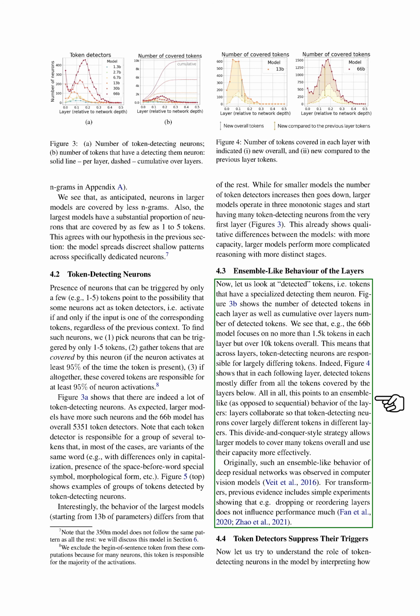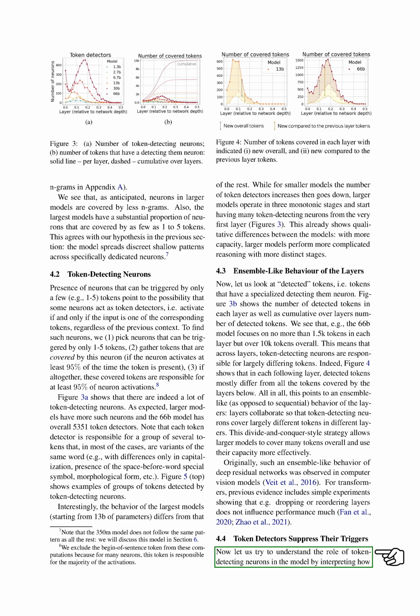In fact, as we move up the layers, the tokens detected in each layer are mostly different from those detected in the layers below. This suggests that the layers are working together, each focusing on different tokens, much like an ensemble. This strategy of dividing and conquering allows larger models to cover many tokens and use their capacity more effectively. This ensemble-like behavior has been observed in deep residual networks in computer vision models. For transformers, previous experiments have shown that performance isn't significantly affected by dropping or reordering layers.